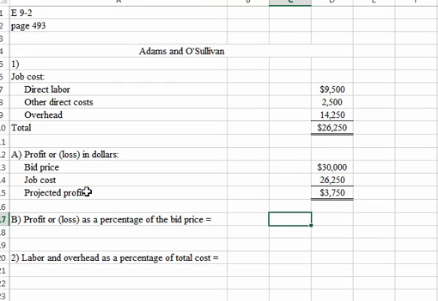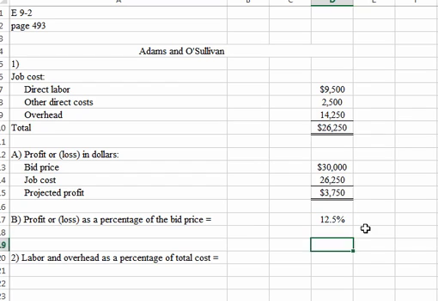Our profit or loss as a percentage of the bid price. Well, we'll just say 3,750 divided by the bid price. So that comes to 13%. Actually, I had that set for 0 decimal places as a percentage. Let's do it exact. That comes to 12.5%.